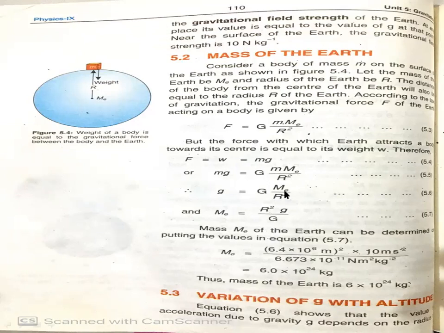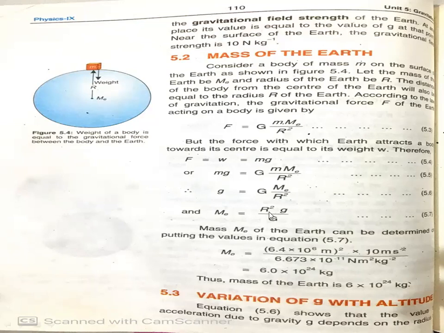So you need to separate out the mass of the earth. What will you do by cross multiplying? You can separate out Me, where Me is the mass of the earth. In order to find the mass of the earth, what will I do?